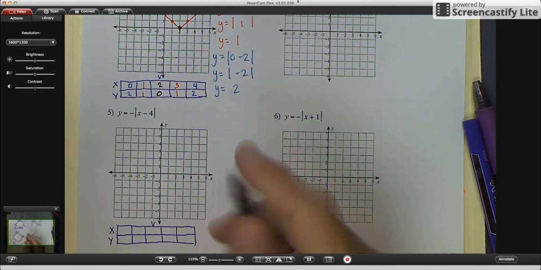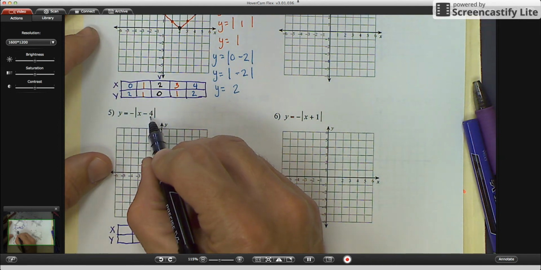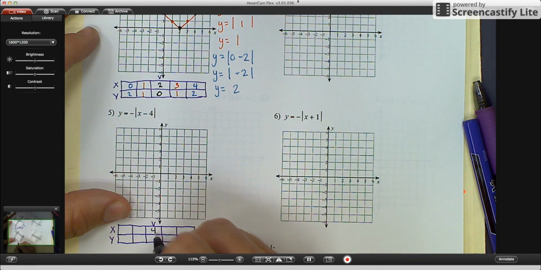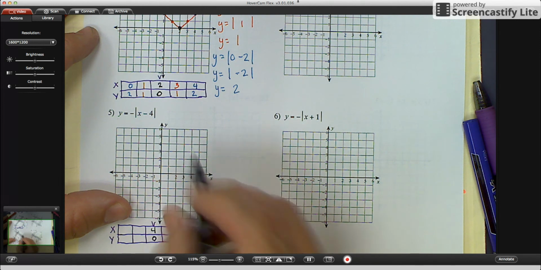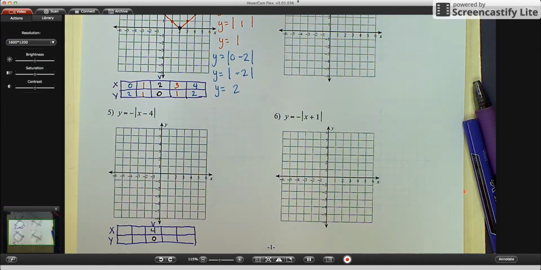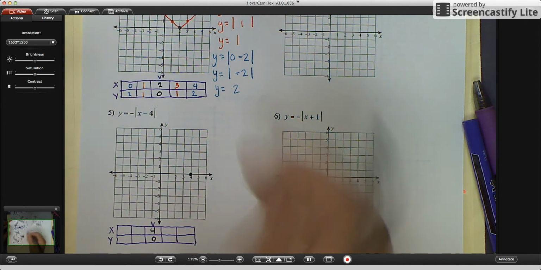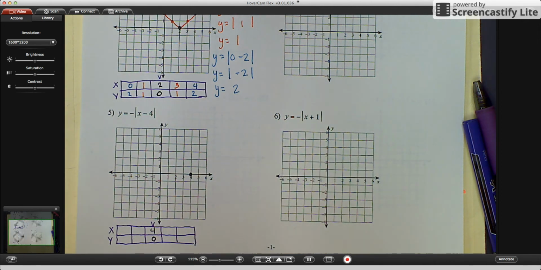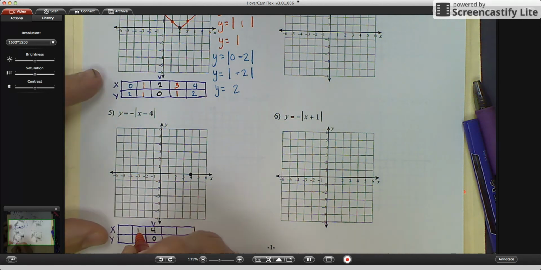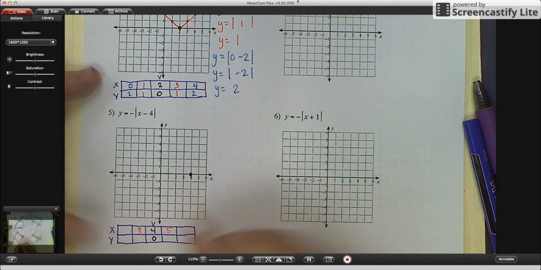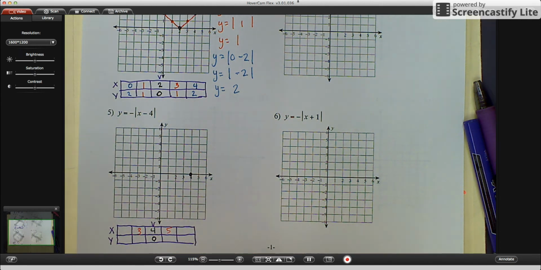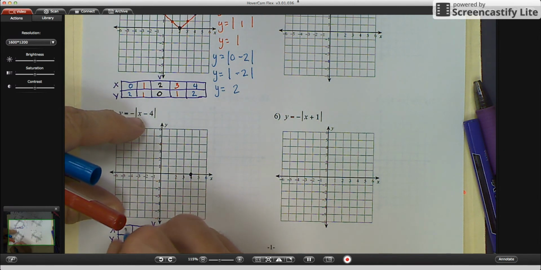So our vertex is still the same. It's still h, which is 4, and our k is, again, 0. If there were a number there, we would add it in. So 4, 0, we're going to start out here, and then we're going to create our values. So we're going to go 3 and 5. And we're going to go 6 and 2.